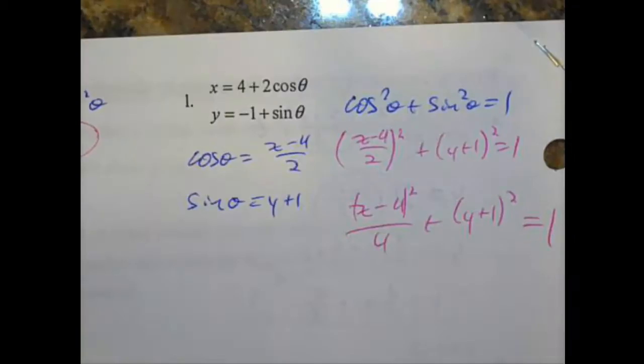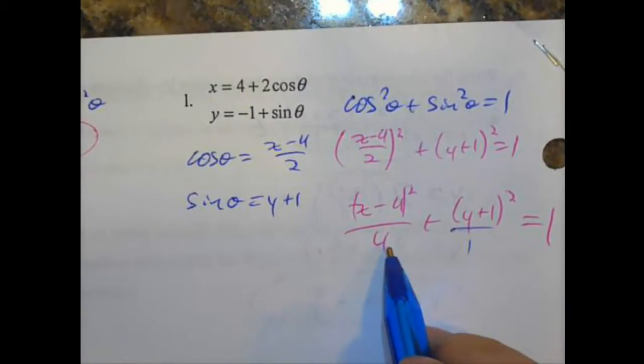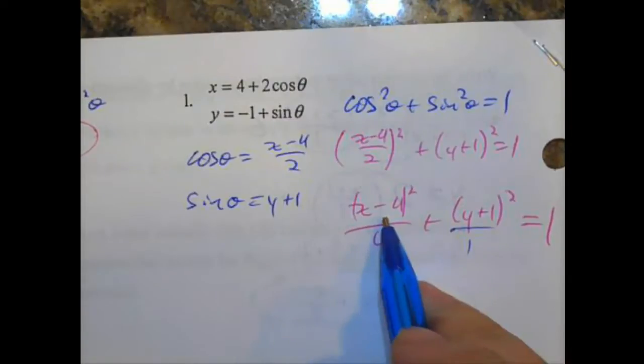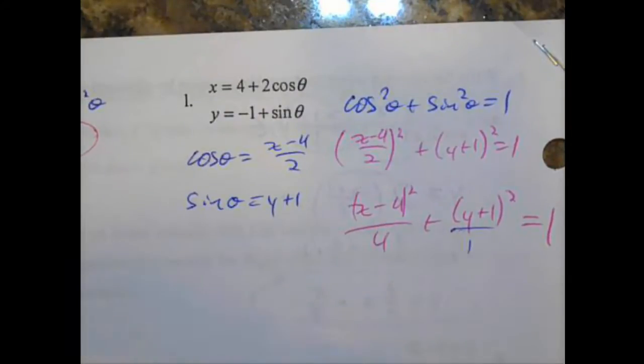And this would be an ellipse because essentially it's over 1, so in the x direction I go 2, in the y direction I go 1, centered at 4, negative 1.